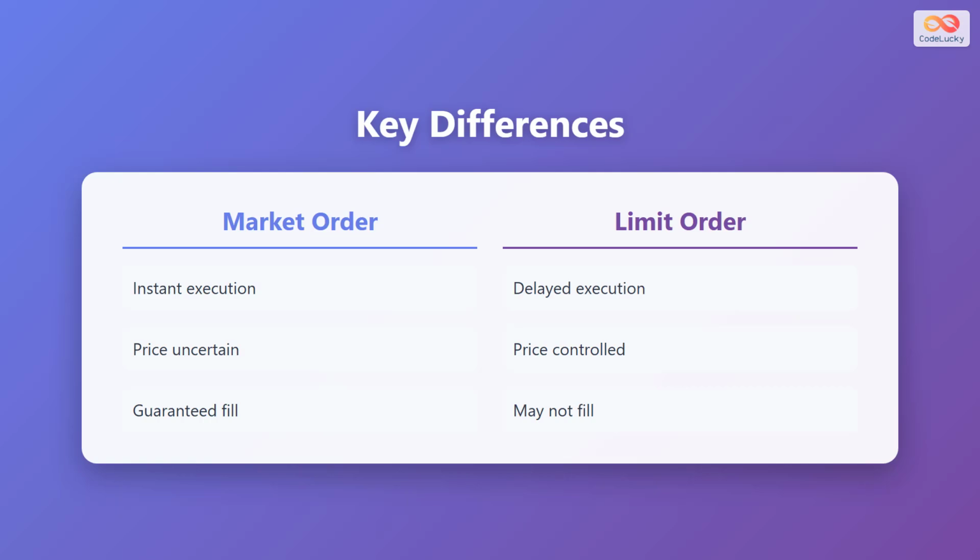Let's compare the key differences between these two order types. Market orders provide instant execution. You get filled immediately, but the exact price is uncertain, especially in volatile markets. However, in liquid markets, you're guaranteed your order will be filled. On the other hand, limit orders may involve delayed execution or no execution at all, but you have complete control over the price you pay or receive. The trade-off is that your order may never fill if the market doesn't reach your specified price. Understanding these differences helps you choose the right tool for each trading situation.